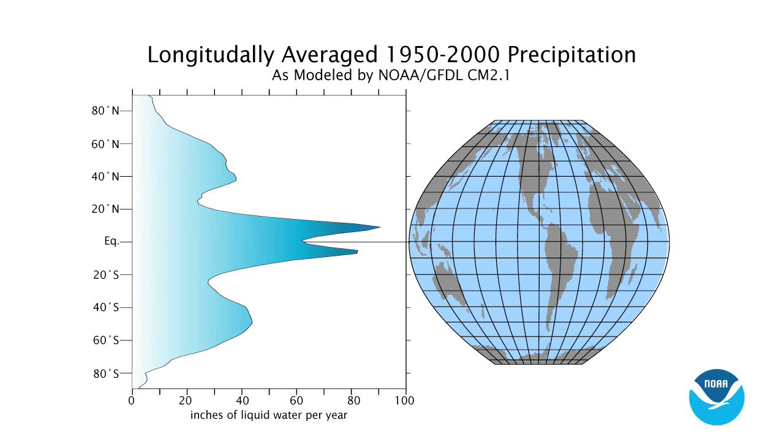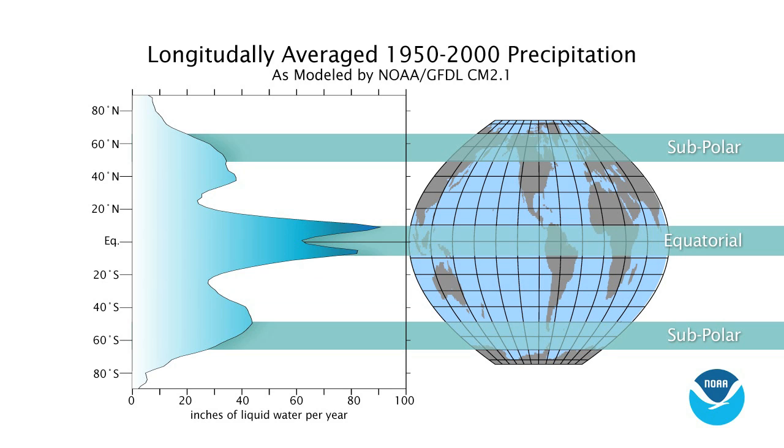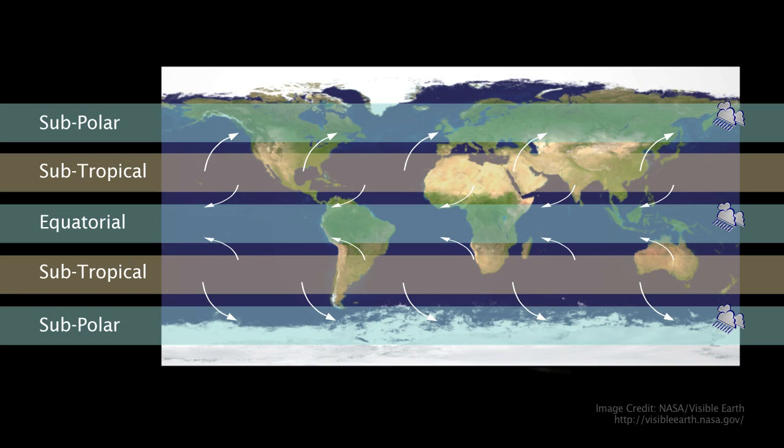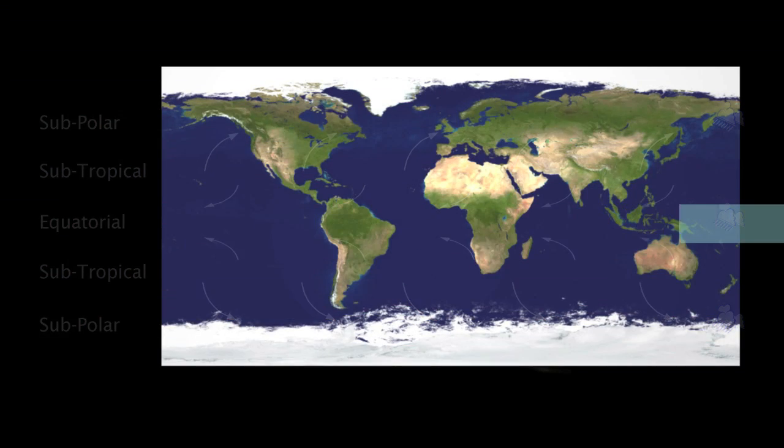Compared to the subtropics, locations near the equator as well as subpolar latitudes, roughly the zones between 50 and 70 degrees latitude in each hemisphere, tend to experience higher annual precipitation amounts. The reason that the subtropics are relatively dry and subpolar latitudes are relatively wet is that water that evaporates in the subtropics is continually being transported poleward by the atmosphere before it falls as rain or snow.